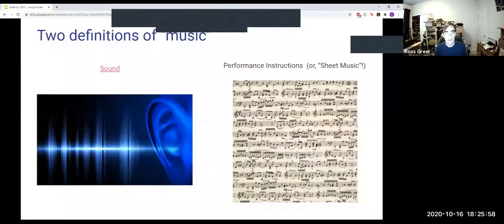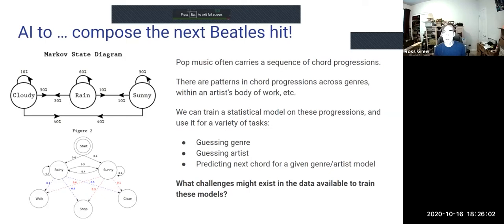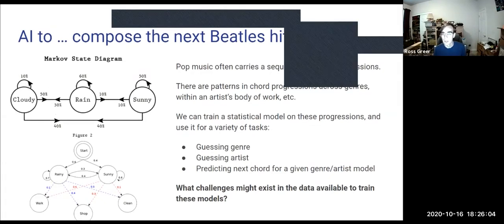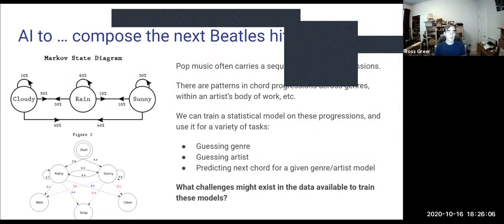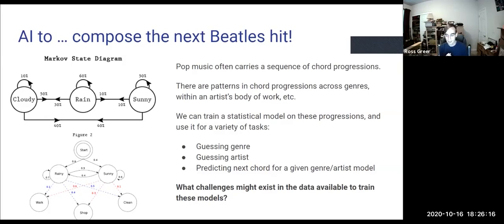All right, so we did our two definitions of music. And now we're going to finally look at a few examples of actual artificial intelligence used to do things. So the first one I think would be easiest to understand would be in the context of pop music. If we go to hooktheory.com or guitartablookup.net, we can find the chords for nearly any pop song that we've heard on the radio in the past century.